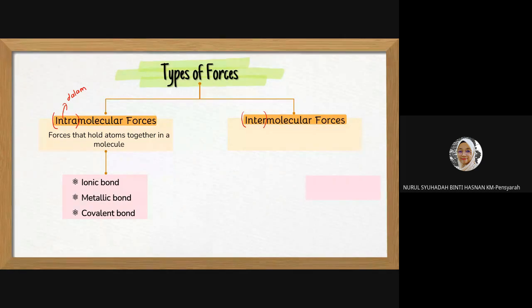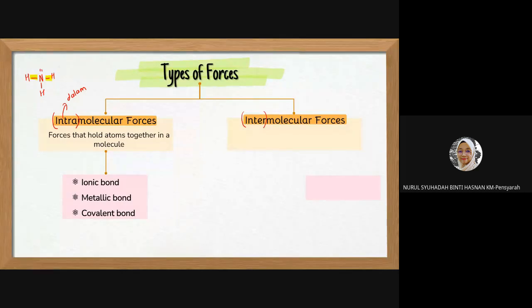Okay. Contoh macam yang kita dah bincangkan sebelum ni, okay, for example NH3. Okay, jadi the intramolecular force dekat sini adalah kita punya covalent bond. Okay, the covalent bond between the nitrogen and hydrogen atom dekat sini. Okay, so itu adalah example of intramolecular forces.